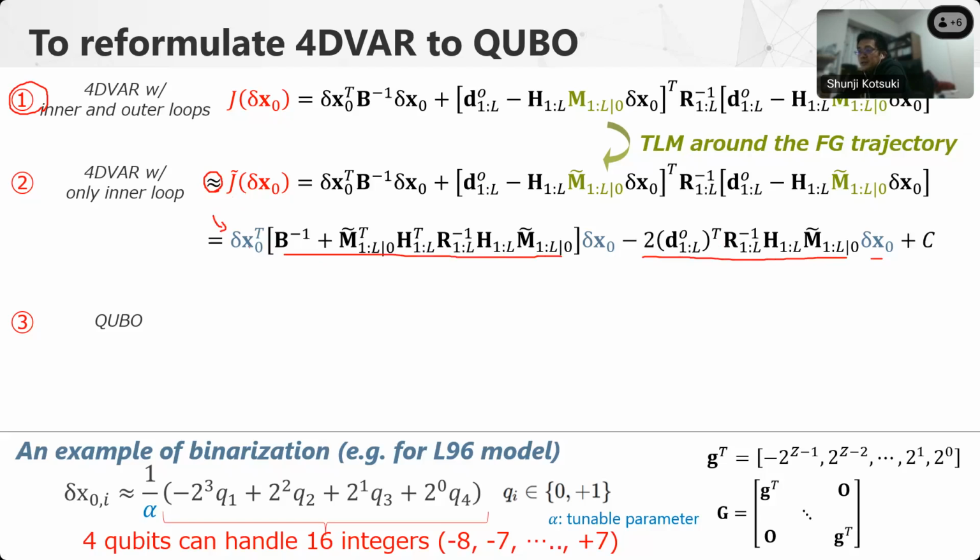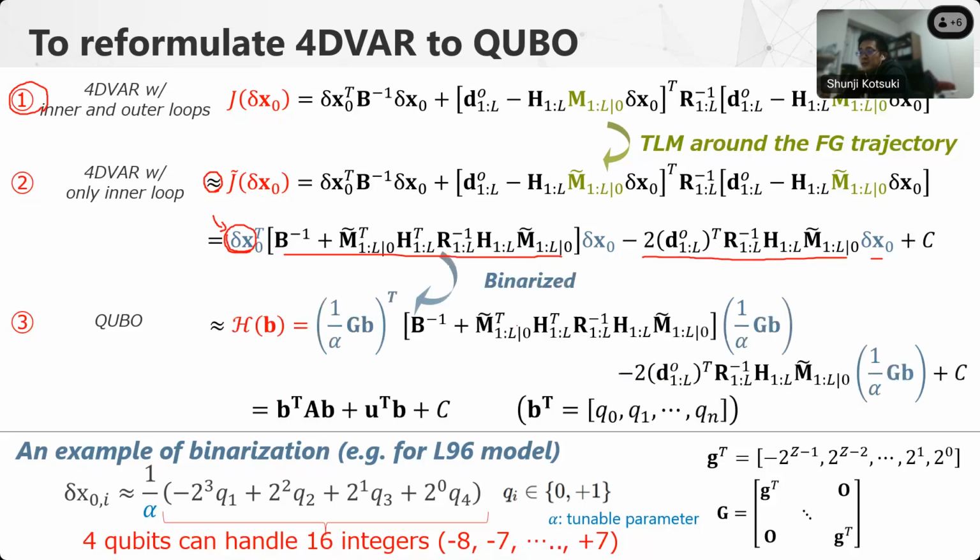So this analysis increment is a real number. Therefore, we would like to approximate this equation again to change it to a QUBO. For that purpose, we have an additional approximation for binarization. Suppose we have 4 qubits for handling one real number. Then this binarization uses 4 qubits to handle one analysis increment.